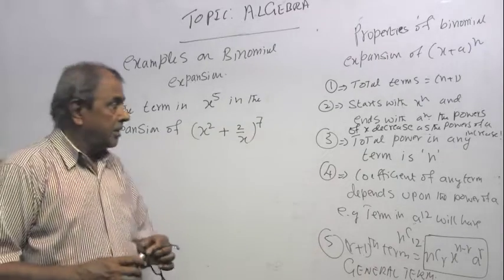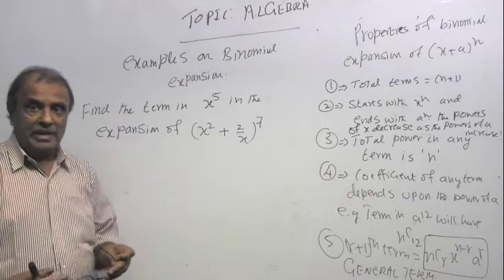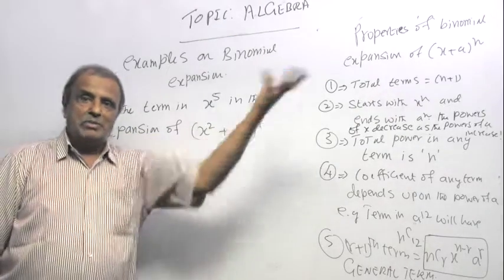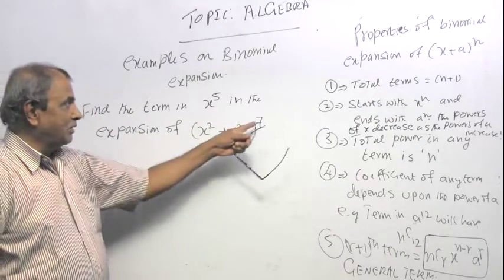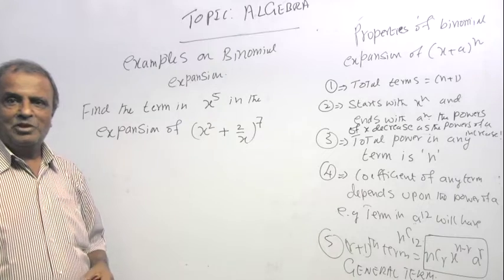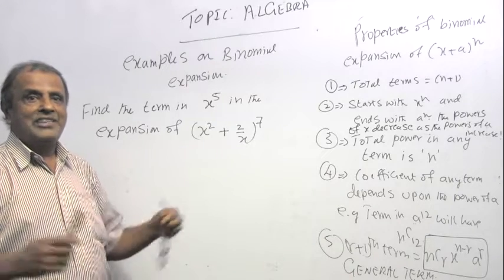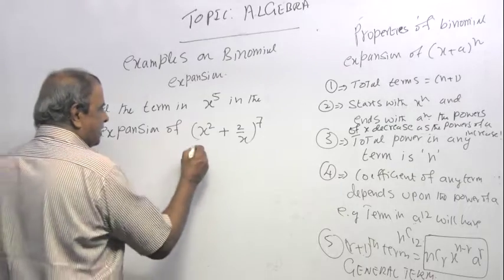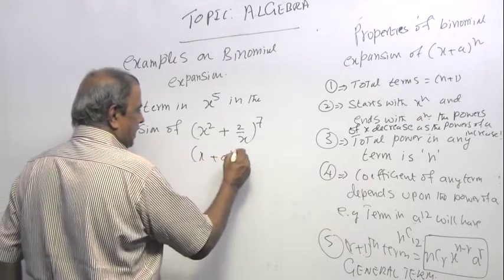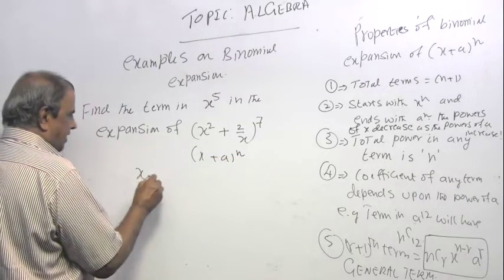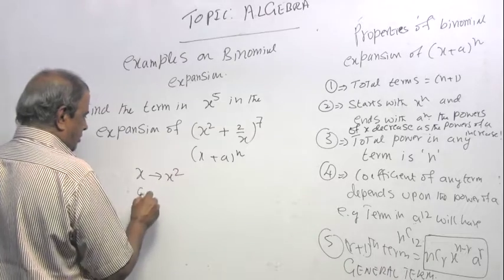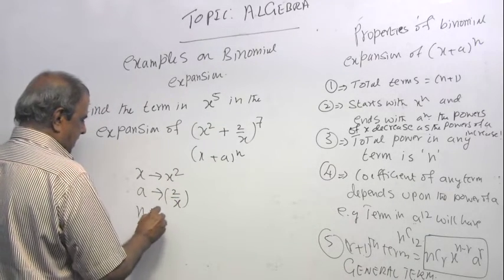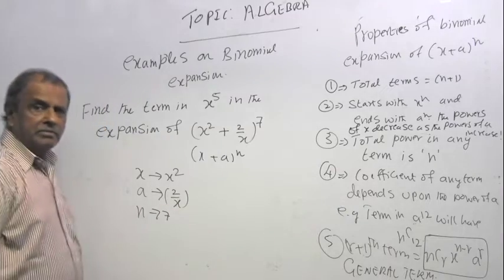Well, one way of doing it will be expand the whole thing and simplify. And then pick the term you want. What if the power was 17? You'll spend the whole exam doing one question. So, we compare this with x plus a power n. X is x squared. Your a is 2 over x. Your n is 7. Right?